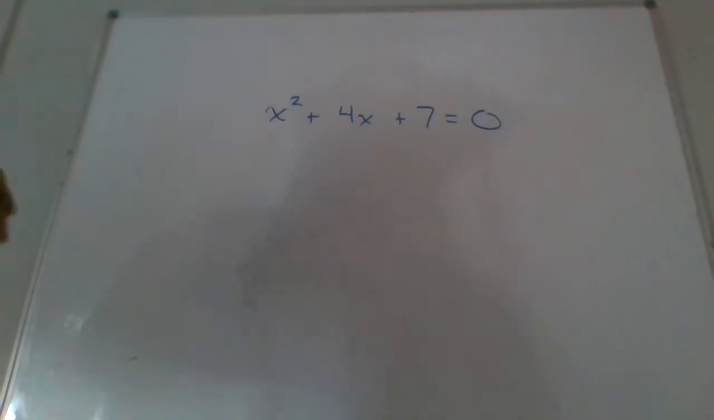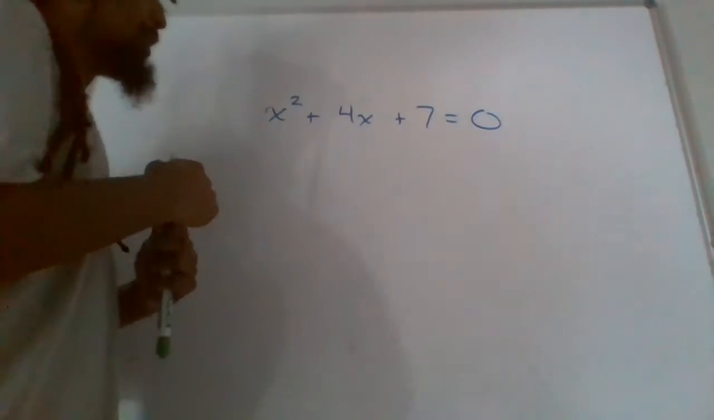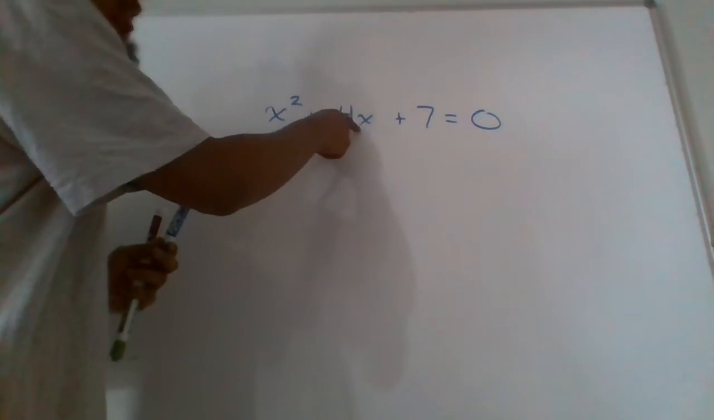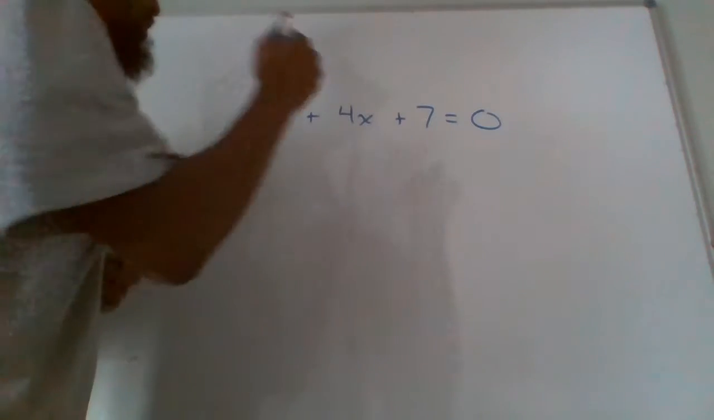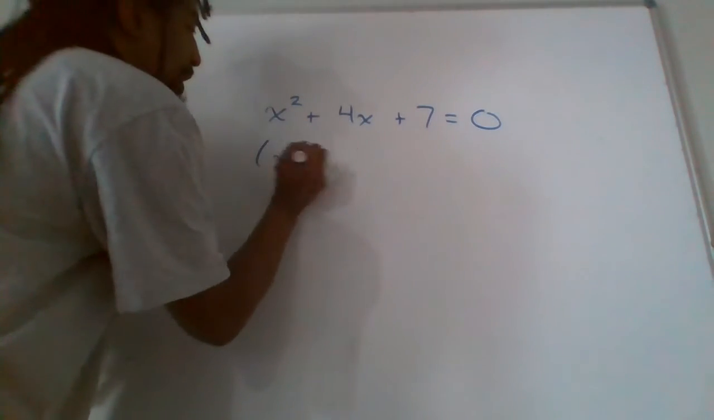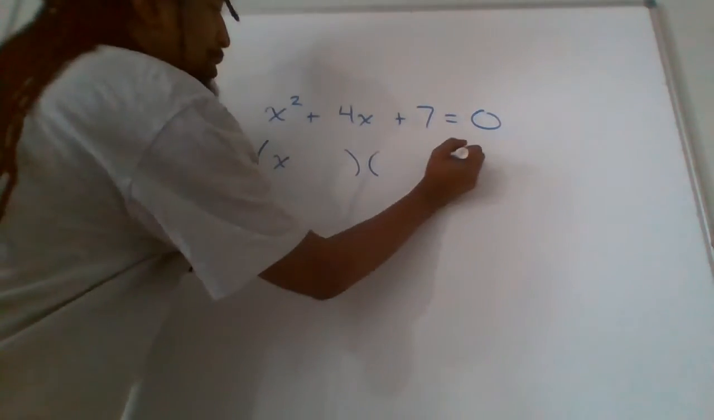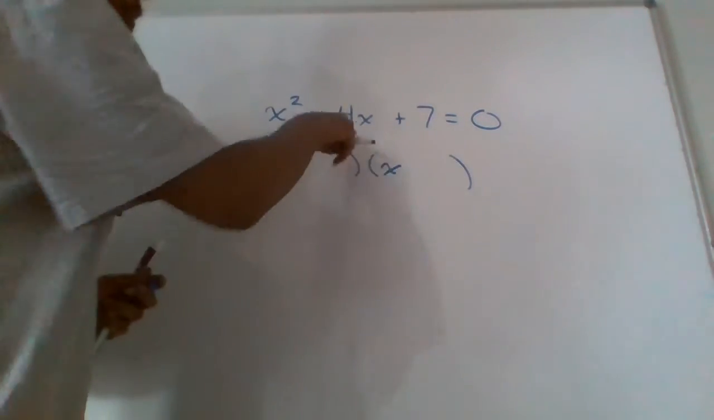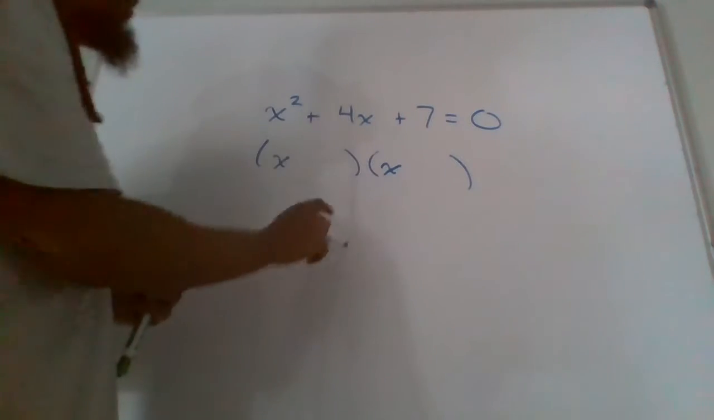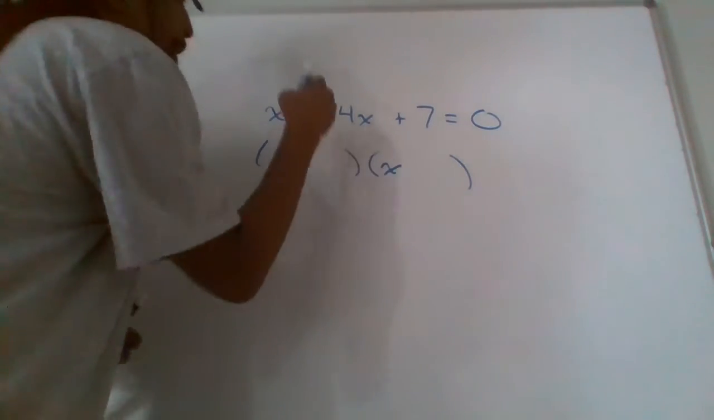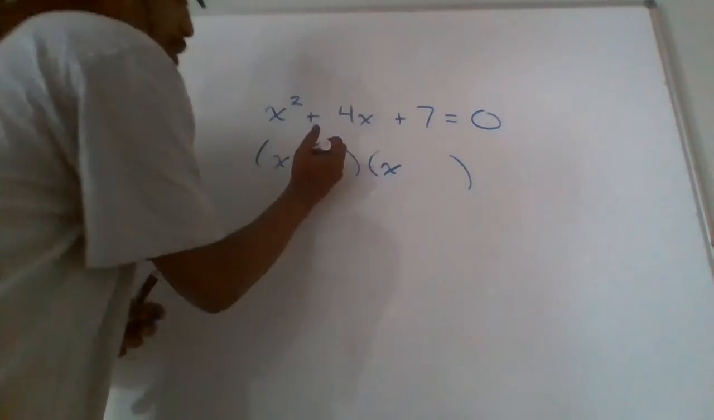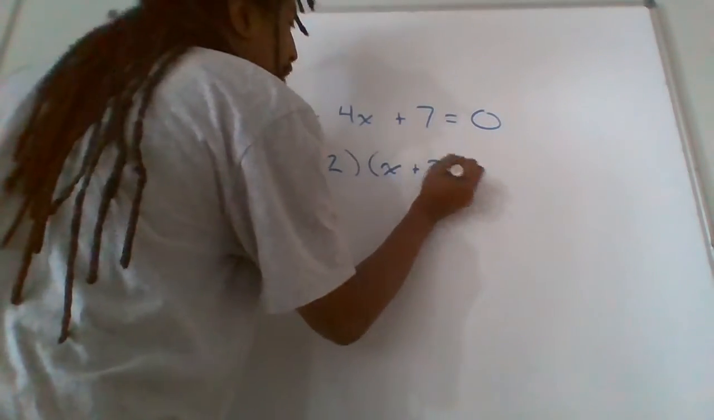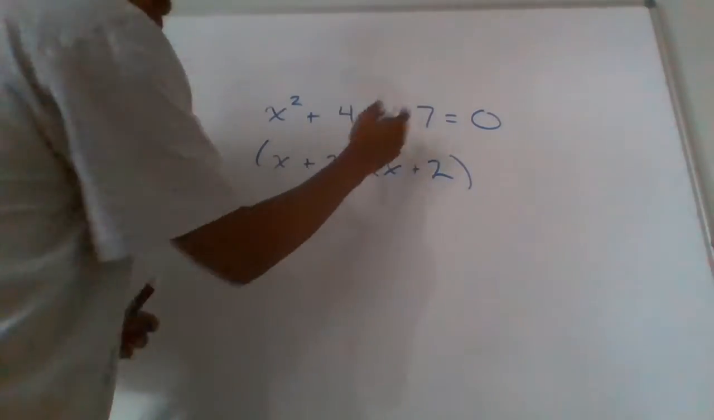So, like I said, we're going to take this middle term here, and we're going to divide it by 2. So first, let's draw a parentheses. We're going to get our x here, and we're going to get an x here. This middle term, we divide it by 2, and it's positive, so let's just add it. Plus 2, because 4 over 2 is 2.